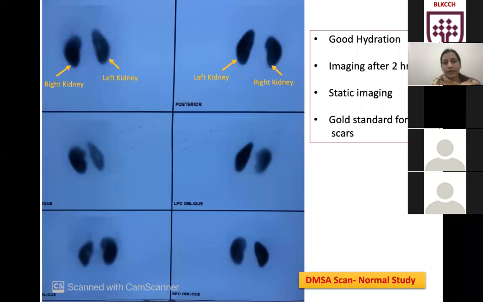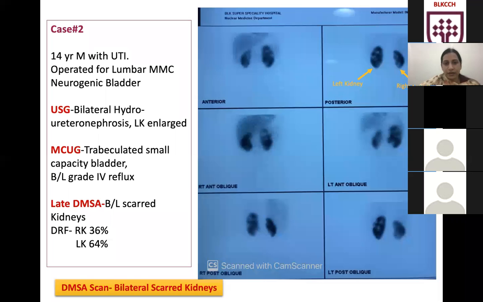A normal kidney will have a very regular outline, and the kidney which is closer to the camera will be more prominent as compared to the other kidney. So here the left kidney is more prominent because this is the left posterior oblique view. Here in the right posterior oblique view, the right kidney is more prominent. This is a normal DMSA scan, this child did not have any renal scarring.